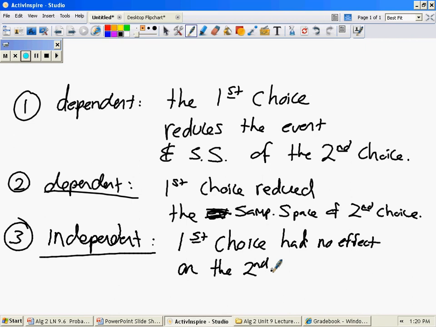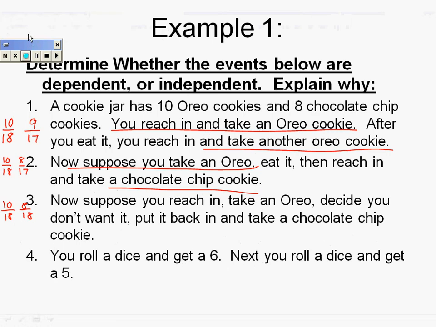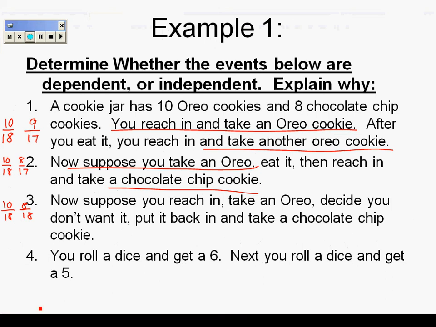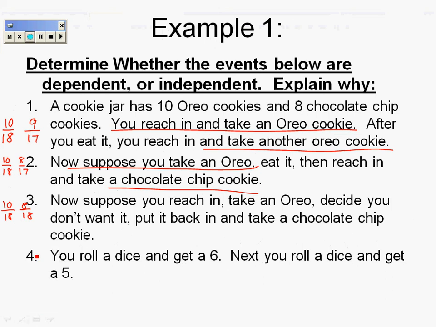We'll look at the last one. It's a little bit of a different scenario, but if we just stick to the definitions of what these things are, we should be able to get it. So let's say you roll a dice and you get a 6. What's the probability of rolling a dice and getting a 6? 1/6, right? There's 1/6 on the dice, and there's 6 outcomes possible for a probability of 1/6. Now, next you roll the dice and you get a 5. What's the probability of getting a 5 on your second roll?